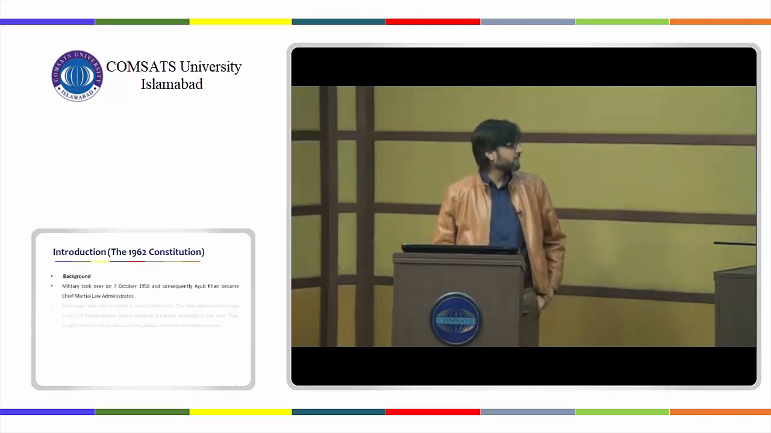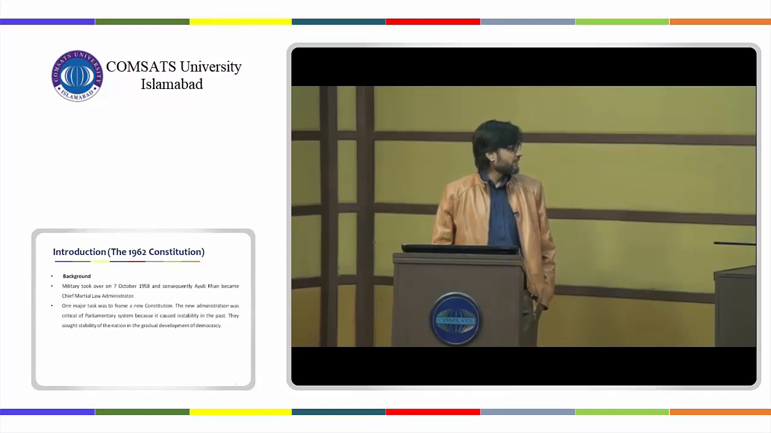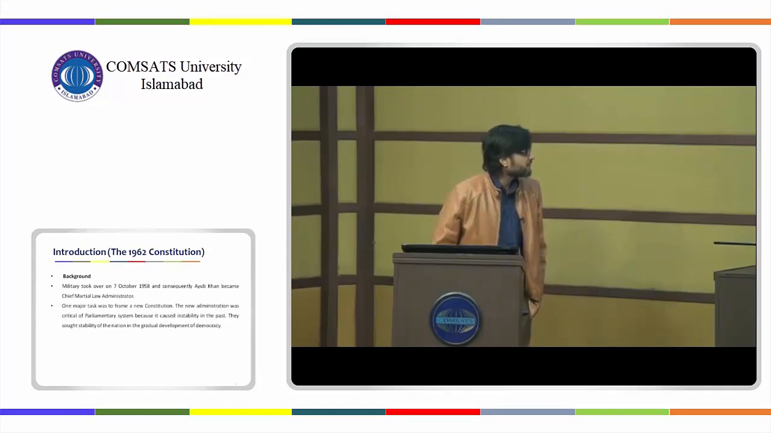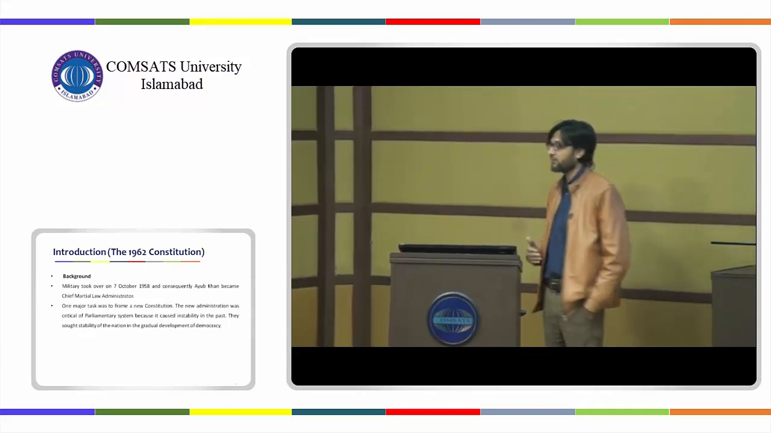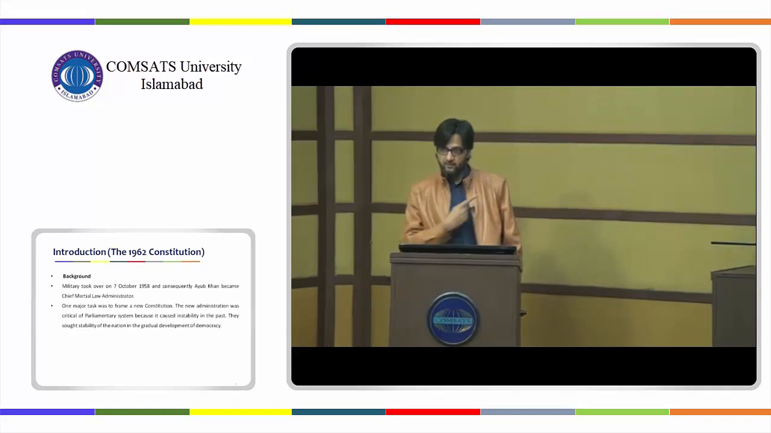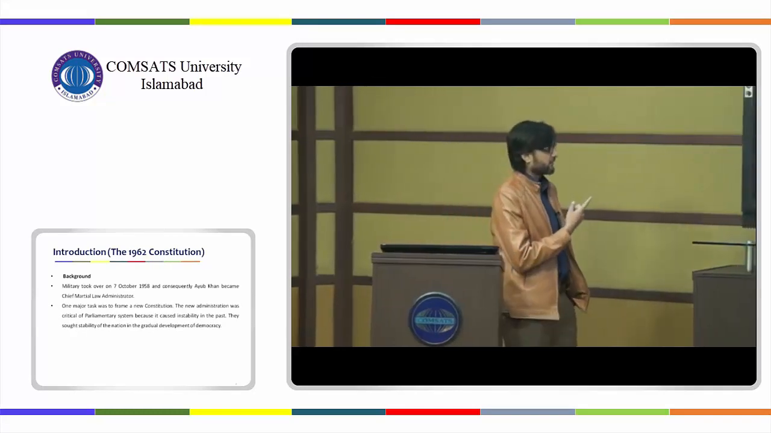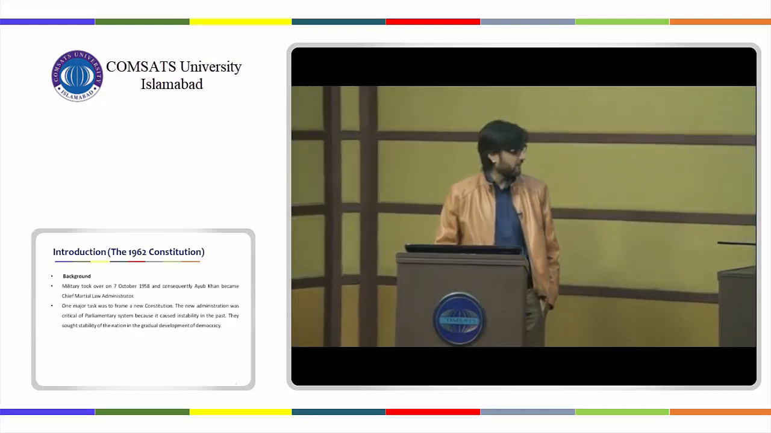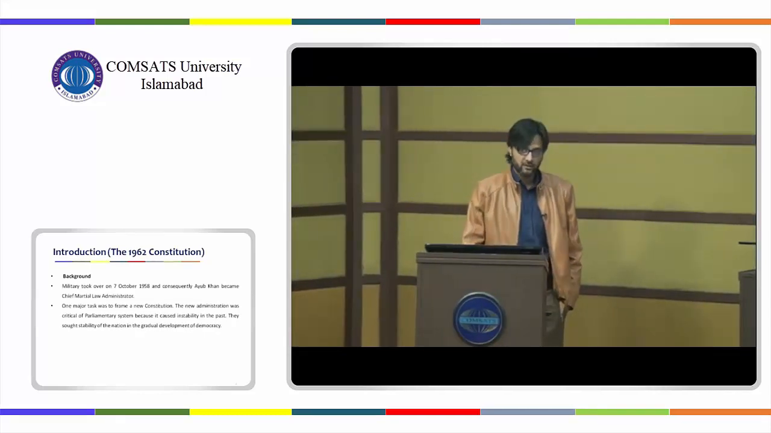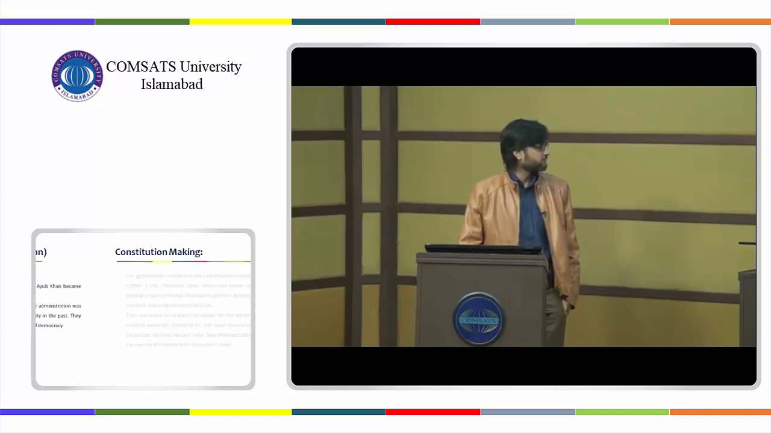Military took over on 7th October 1958, and consequently Ayub Khan became the chief martial law administrator in the country. One major task was to frame a new constitution. The new administration was critical of the parliamentary system because they thought that it did not work in Pakistan, and now they should have another kind of system in the country, right? So they were critical about the parliamentary system of democracy which was prevailing in Pakistan before the abrogation of the 1956 constitution, as that did not work in their opinion, that was redundant, and there was no use for it anymore.